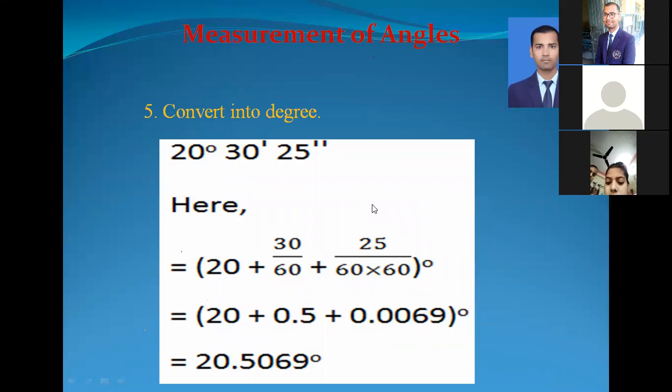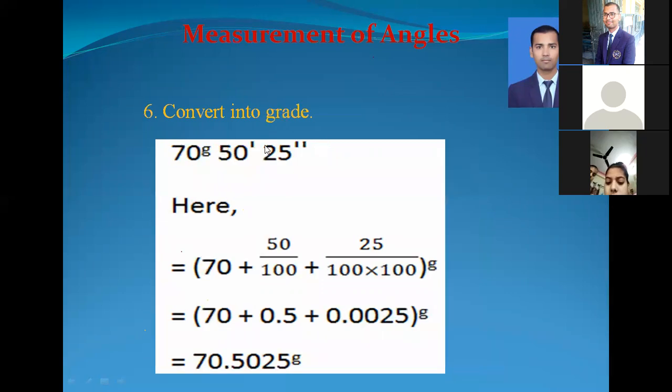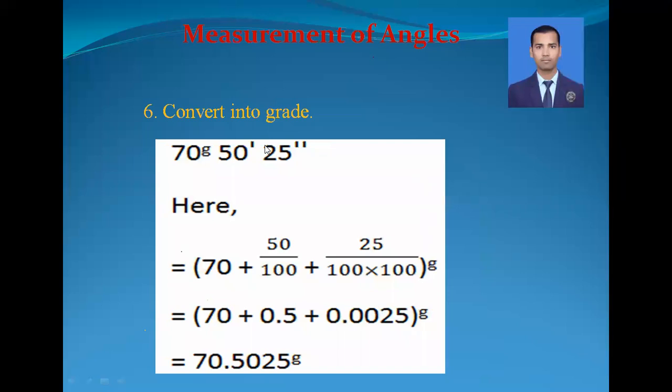Similarly, come to question number 6. Question number 6 is also similar, but this is given in grade measurement. As we know, the grade measurement system is related to 100. Again we are given 70 grade, and we won't do anything with 70 grade because that is already given in grade. So we should convert the minute and second into grade measurement.